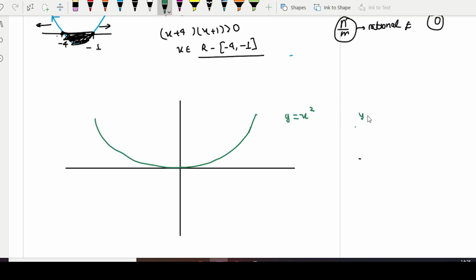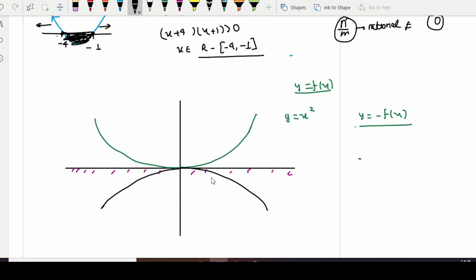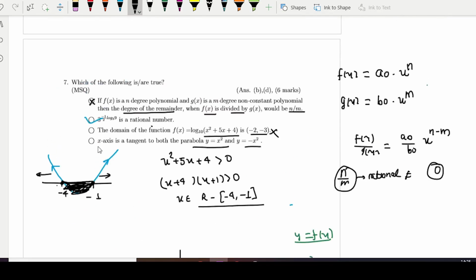And when we have to draw the graph of, let us suppose this is the graph of y equal to f of x, and when we have to draw the graph of y equal to minus f of x, then take the x-axis as a mirror and draw its image, so its image will be like this. Okay, so in this case the x-axis acts as a tangent at (0, 0), so this statement is also correct.